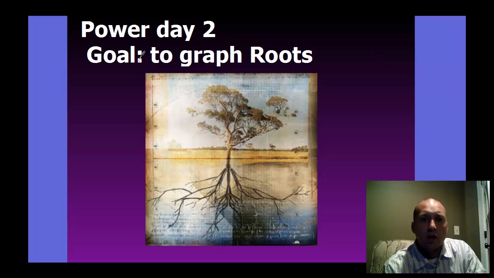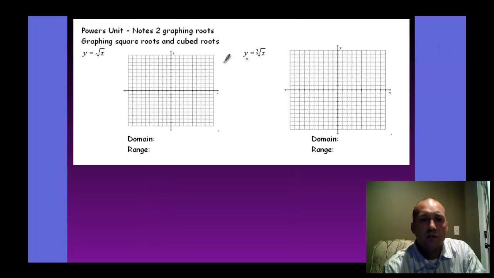Our goal today is to graph roots. And so we're going to graph square roots and cube roots, the two major functions we're going to graph. So we're graphing a square root. Now we can make a table just to help us graph it. So we choose some values. Let's choose -4, 0, 1, 4.